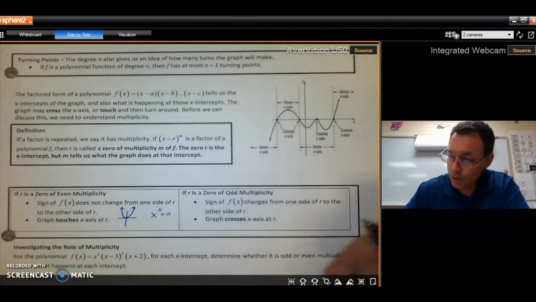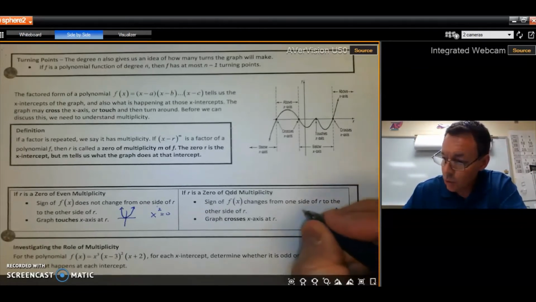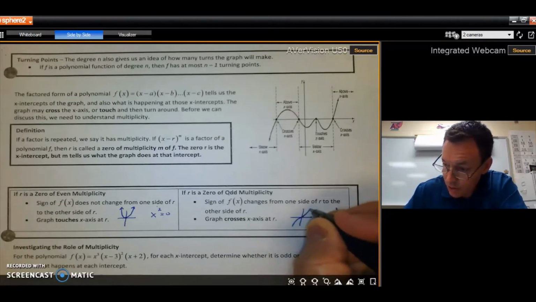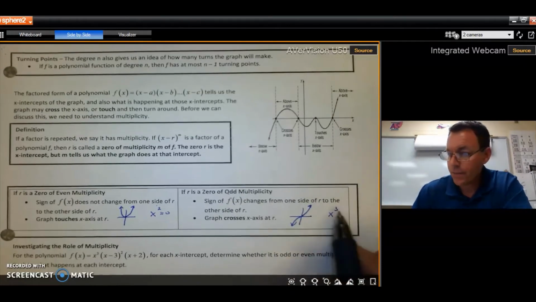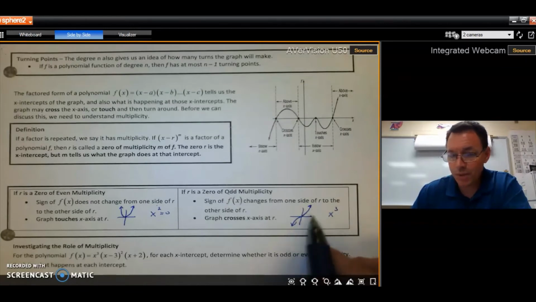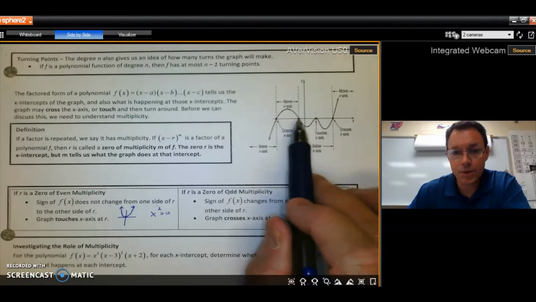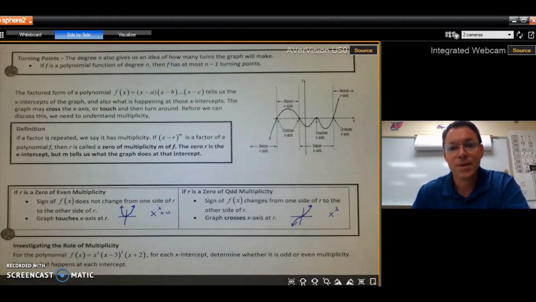If you have an odd multiplicity, think x cubed. Okay, what does x cubed do? It goes up, it goes through the origin, and it passes through to the other side and goes that way. So if you have a factor that has an odd multiplicity, then it's going to cross. So these 3 points up here, those are zeros that have an odd multiplicity. Most likely they're to the 1st power, so it doesn't look like there's an exponent there, but it could be like a 3rd power as well.